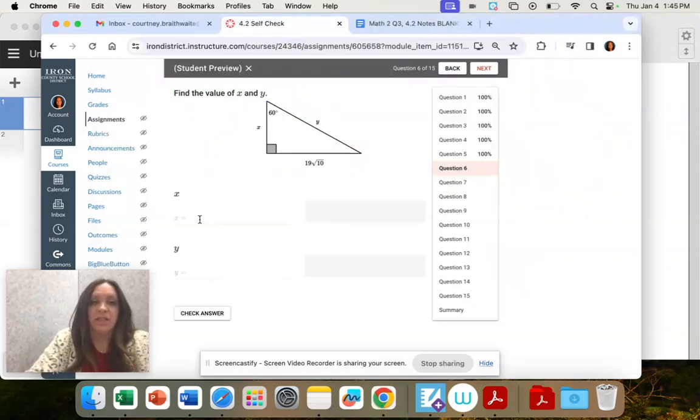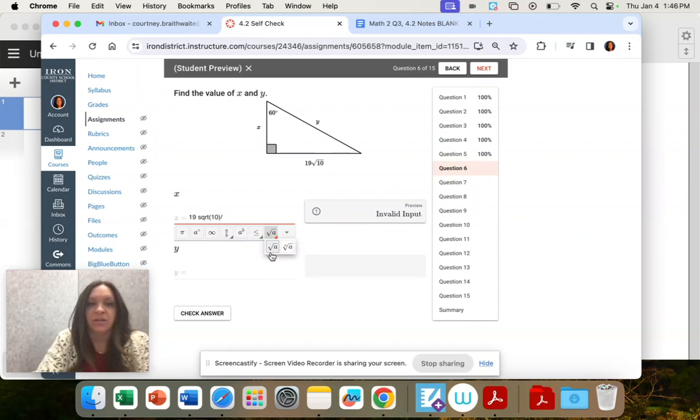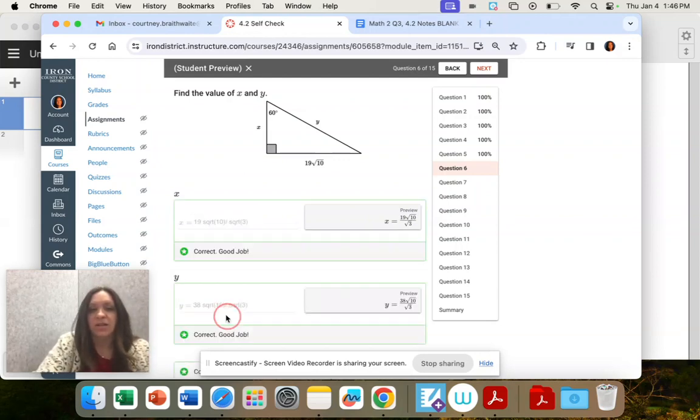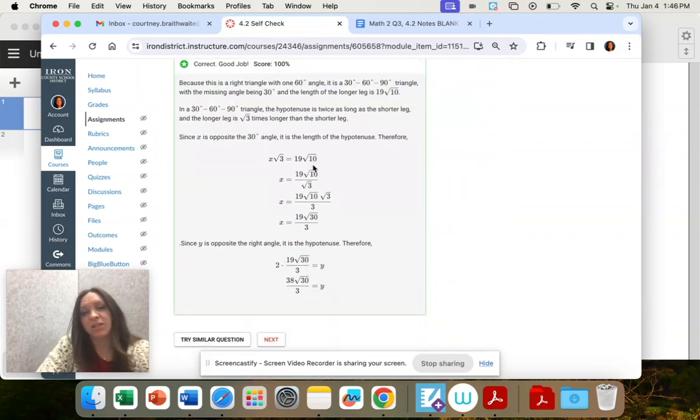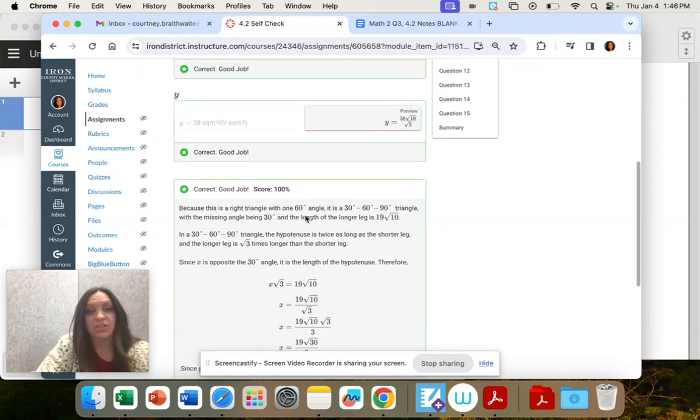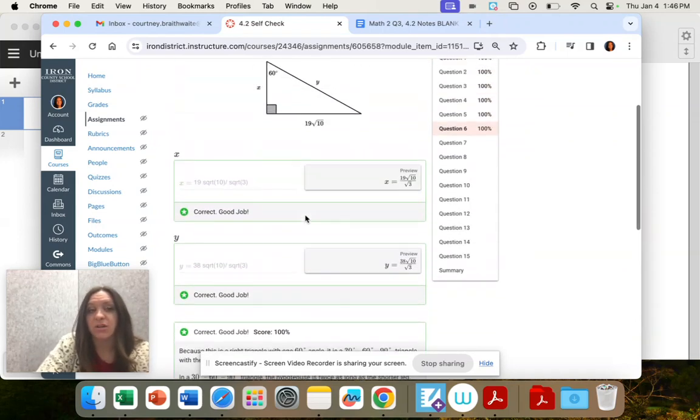So 19 square root of 10 divided by square root of 3. And then I'm just going to copy paste this because the 19 gets multiplied by 2 to be 38. And then the other ones stay as they are. And again, if you look at the solutions, they're going to look a little different because they did something called rationalizing the denominator, which is not required.